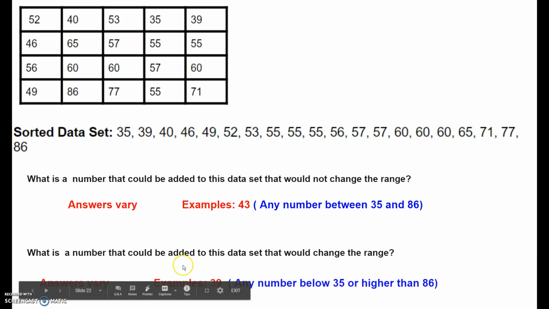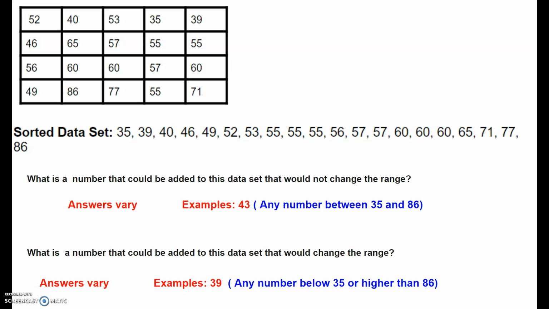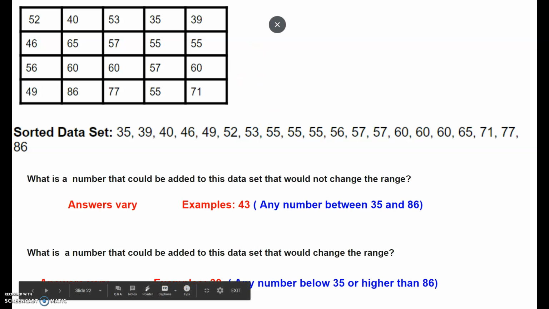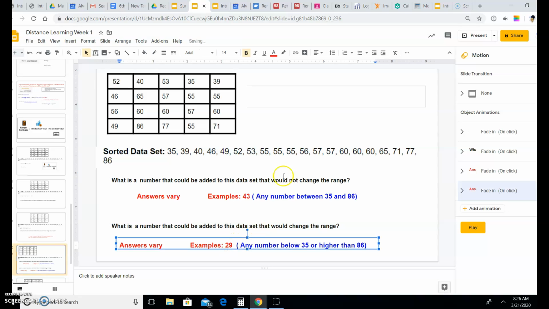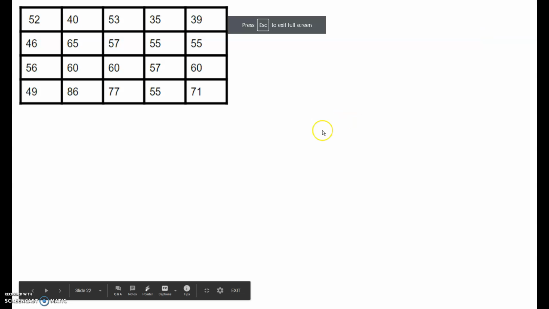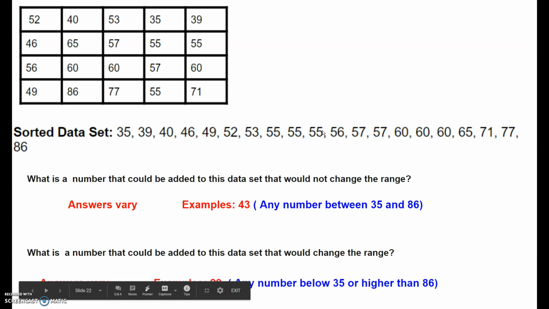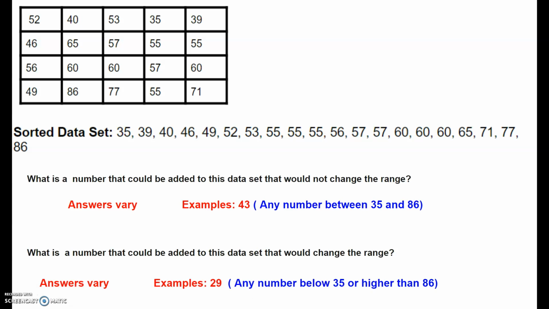Alrighty, well, your answers will vary there as well. I know any number that is below 35 or higher than 86 could change the range. An example is 30. An example is not 30, sorry. An example actually would be 29. My bad, y'all. Okay, because 29, go back to that question, is a number that is less than 35. I could also add numbers like 87 or 99 because those are greater than 86. So anytime your minimum or maximum number changes, the range could change. If those two change, the range will change.